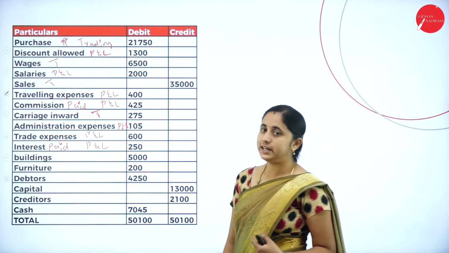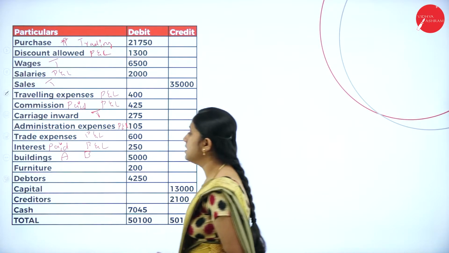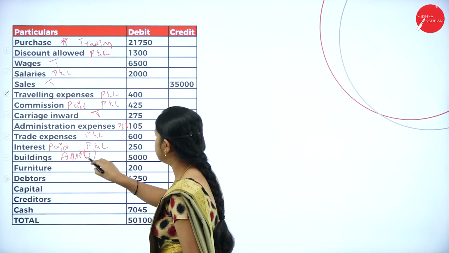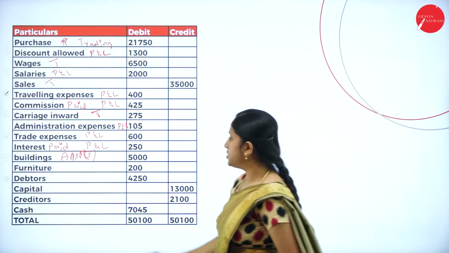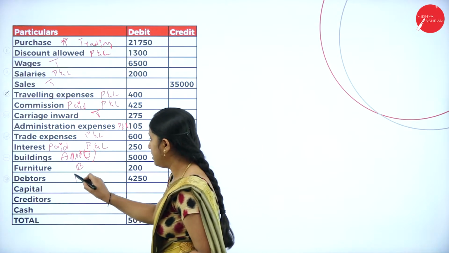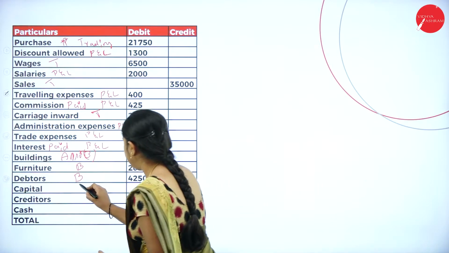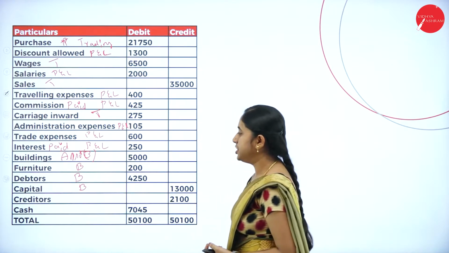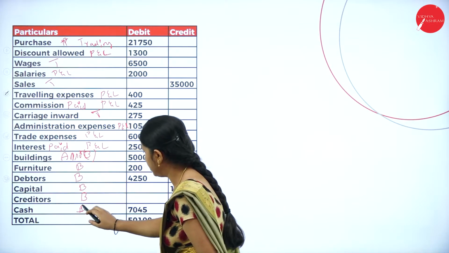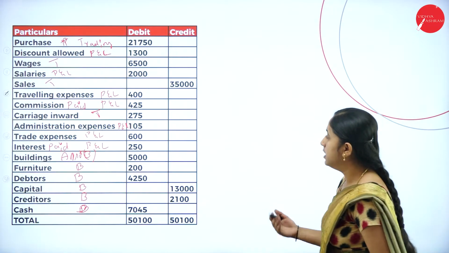Then building. Building is an asset, so balance sheet. B means balance sheet, A means asset. Asset, balance sheet. Furniture is also an asset, comes in balance sheet. Debtors is also balance sheet. Then capital. Capital is a liability, in balance sheet. Then creditors, also balance sheet. Cash, balance sheet. First, you need to classify between the trading account, profit and loss account and balance sheet.